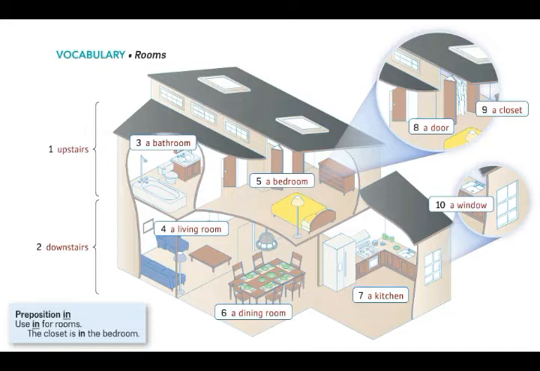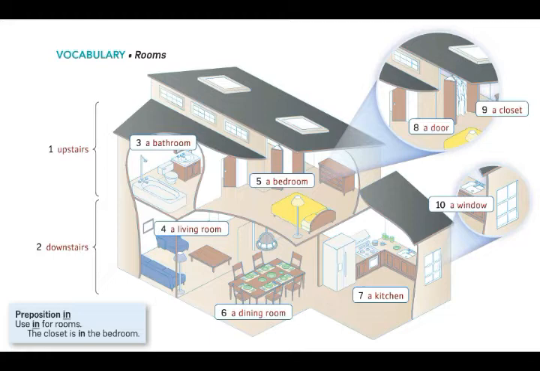Number 5, the bedroom. The bedroom is the place in the house where we sleep. Sometimes, in some situations, it's the place where we study. When we want to relax, when we want to stay calm, we go to our bedrooms. For example, in bedrooms we usually have a closet. As you see in number 9, we have a closet where we keep our clothes. That is a closet.